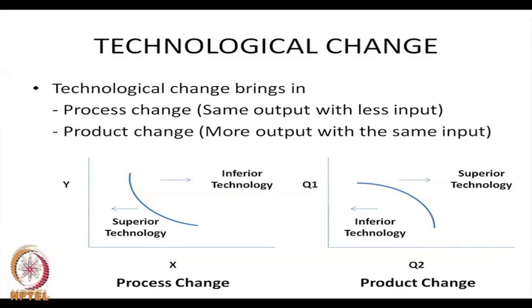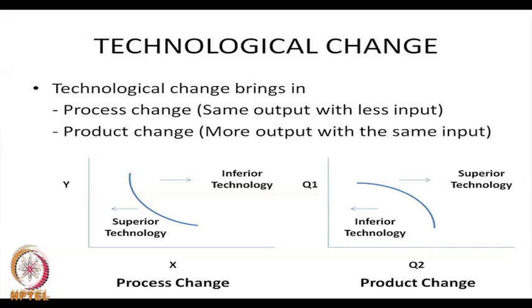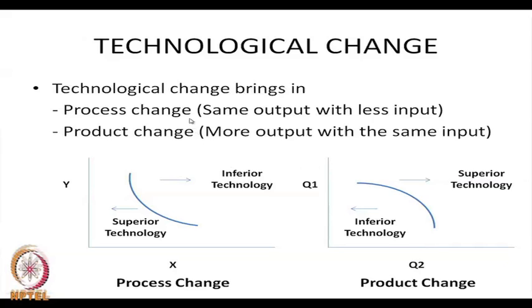Now, we talk about technological change and its effect on production. As you know, technological change is the order of the day, and production is getting affected as time progresses, as new technology is coming. Now, technology can influence production in basically two ways. One, by a change in the process or a change in the product.